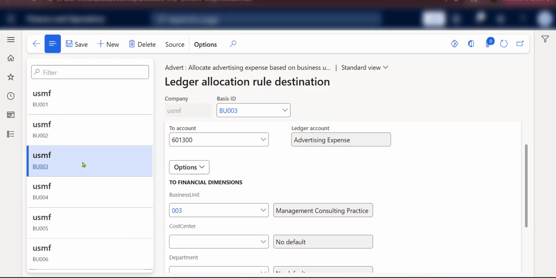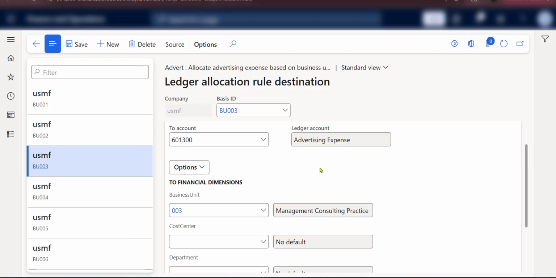So I will not go through each one, but they all follow the same case, updating both basis and the financial dimension here. One thing to note is you have additional capability to allocate across companies. For now, we just allocate everything across USMF, but you can actually allocate across different entities if needed.